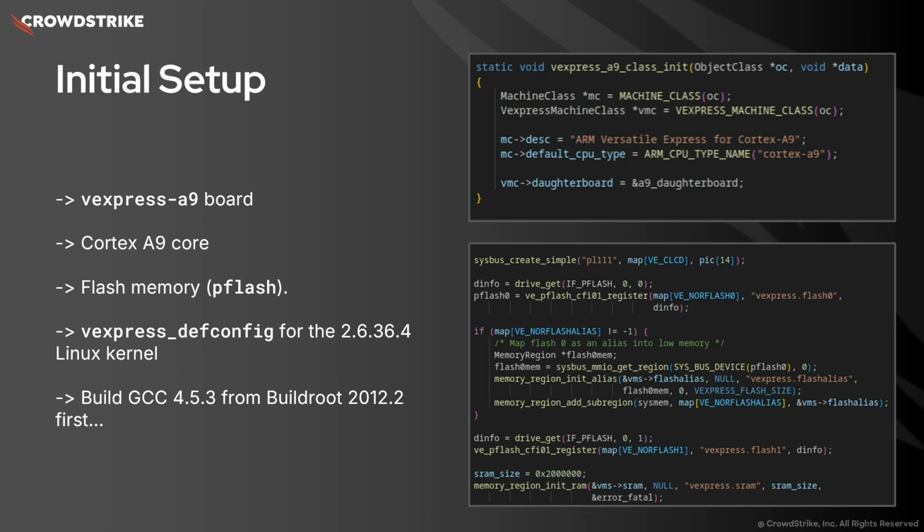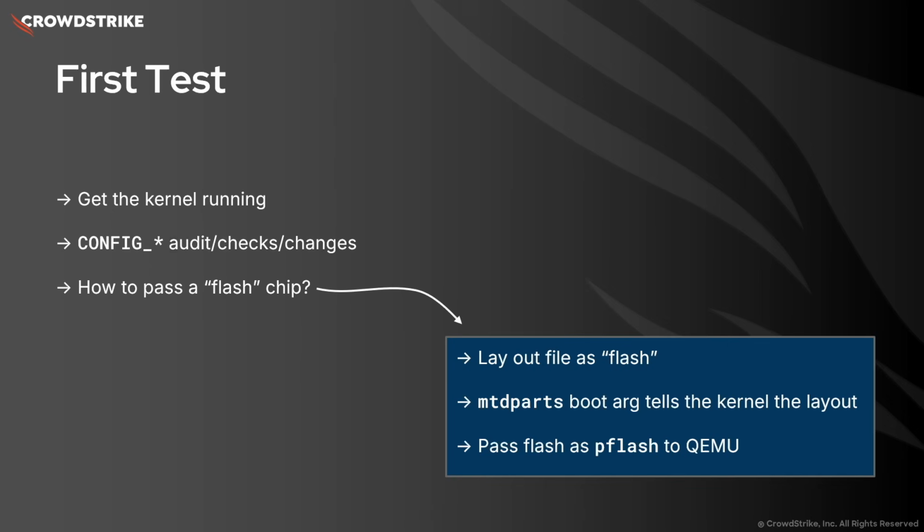So we can build the 2.6.36.4 kernel using the vExpress defconfig, using GCC 4.5.3 from Buildroot 2012. Getting that old version of GCC compiled with old Buildroot can be a bit of a hassle. So I'm not going to go into it here, but it just involves using old Ubuntu machines and commenting out bits of code that don't work every now and again. But it does get built and it does work.